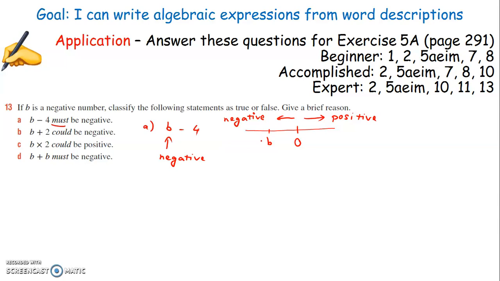Now imagine what happens when you take away from a negative number. We're taking 4 away. That means that we're moving it over to the left. So it's already on the left side of 0, and we are moving it further to the left. So now it has become more negative, right? So therefore, the answer must be negative. There is no way that this answer is going to be positive.